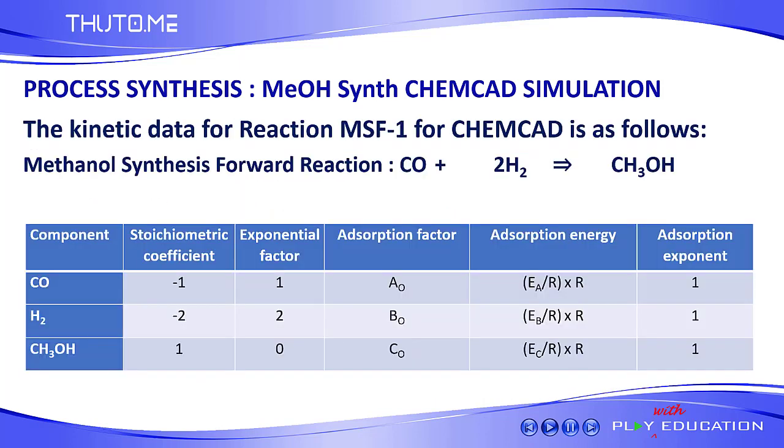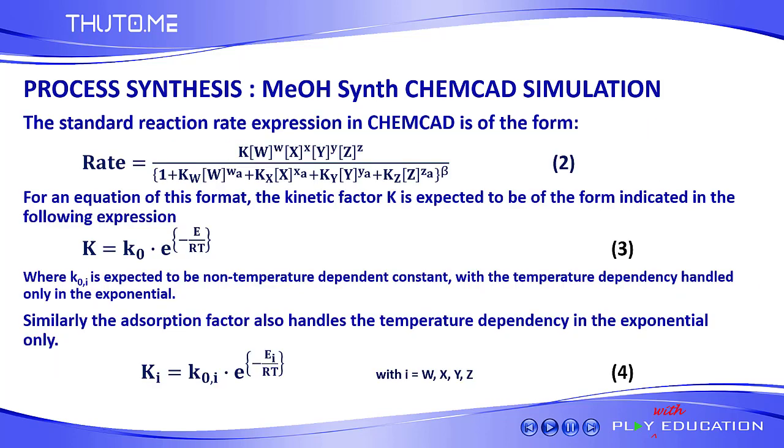Okay. Also, on the next step, while you are continuing to enter the kinetic data, Chemcad would expect you to enter the stoichiometric coefficient, the exponential factor, and the adsorption factors, as well as the adsorption energy and the exponent of the adsorption term. Let's just quickly go back and look at what these are. These are the W, X, Y, and Z for your reactants and products, and then WA, XA is for your reactants, but now in the adsorption term.